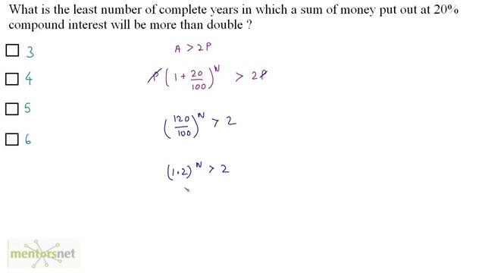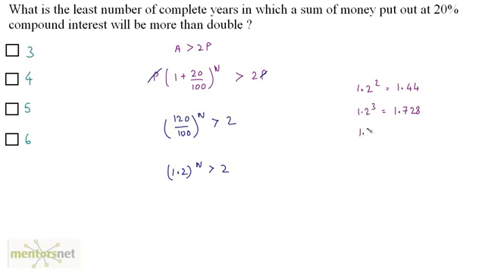Now you will have to apply the trial and error method. Let us calculate the square of 1.2. So 1.2 raised to 2 is basically 1.44, which is still less than 2. 1.2 raised to 3 is equal to 1.728, which is also less than 2.